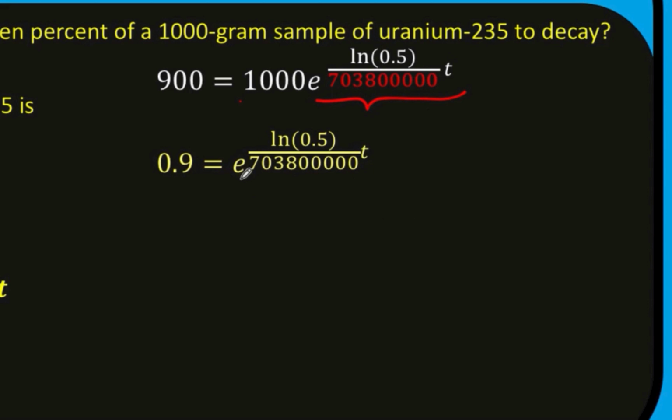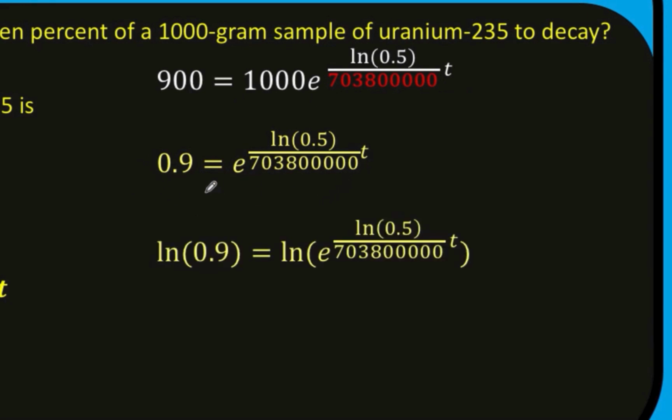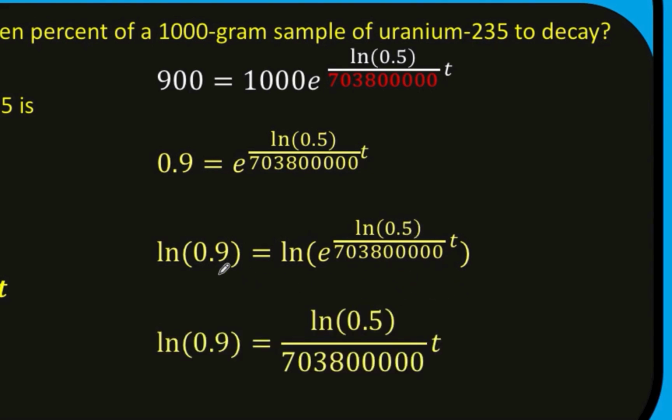You have here e raised to certain exponent. And we can eliminate this e by getting the natural logarithms of both sides. So get ln of the left side, ln of the right side. And again, by applying the power rule of logarithms, we can append this entire exponent in front of ln of e, and ln of e is equal to 1. So basically what is left at the right side is just this exponent. And so we copy the left side.